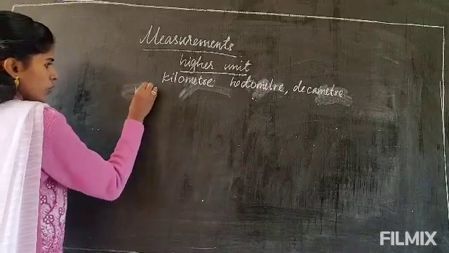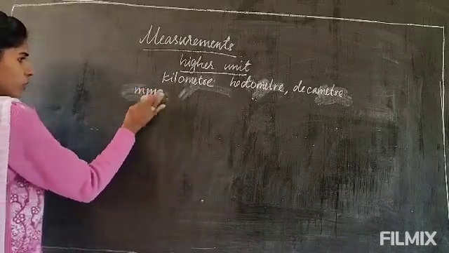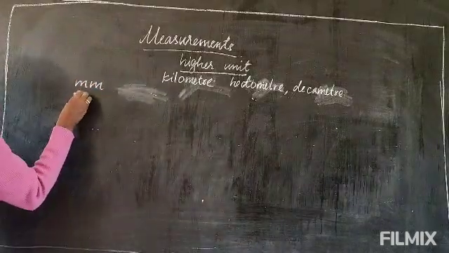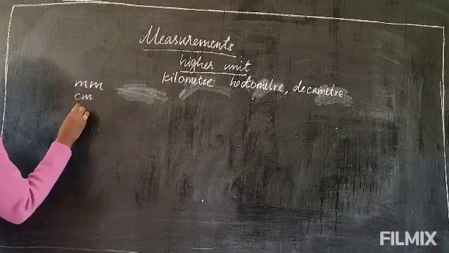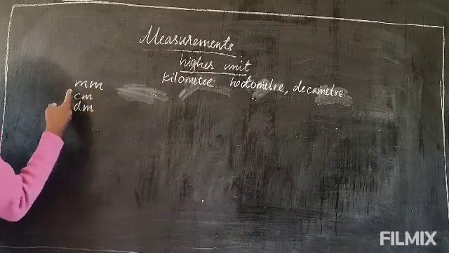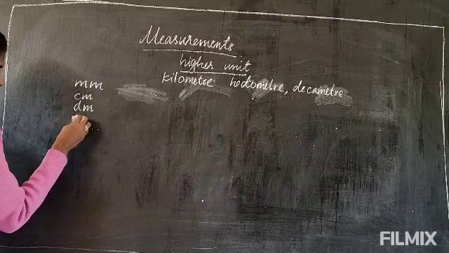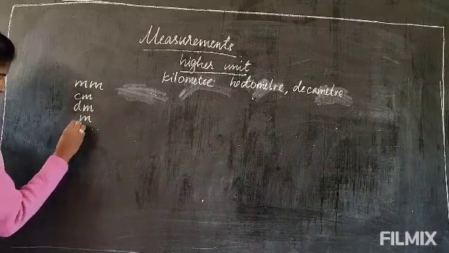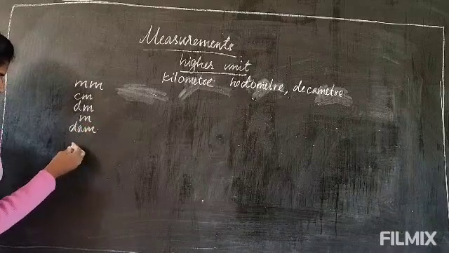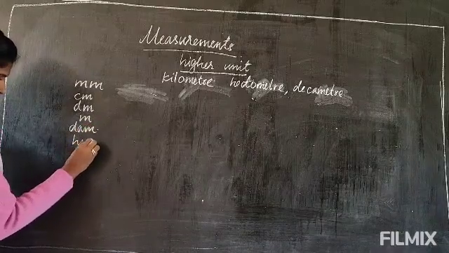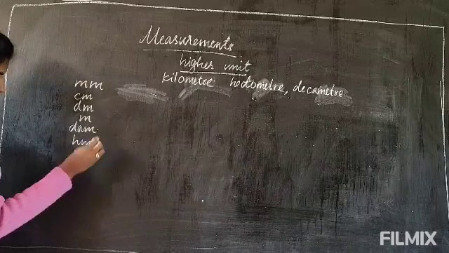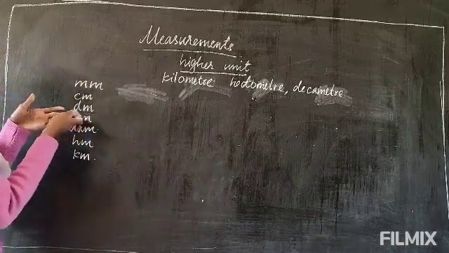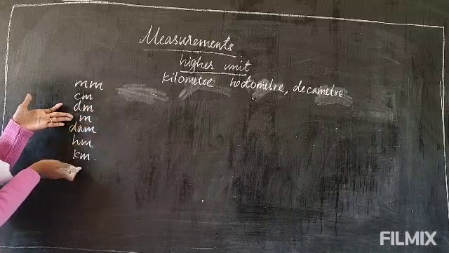First is millimeter. This order you must learn by heart. Millimeter, then centimeter, decimeter. I have written in short form; you learn the full form by heart. Next one is decameter, then hectometer, then kilometer. Meter is the standard unit, and the highest unit is the kilometer.